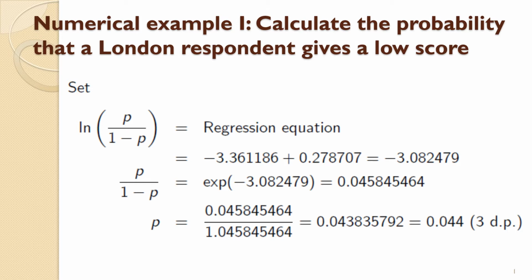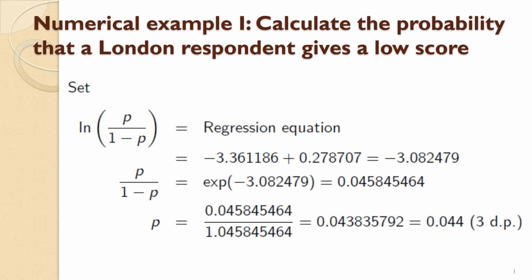3.082479. Take the exponential both sides. This gives you the odds ratio of the two probabilities, p over 1 minus p, equals the exponential of the regression equation, in this case 0.045845464. And then once you get to that bit, the probability can be calculated as 0.045845464 over 1 plus that, gives you in this case 0.044 to 3 decimal places.